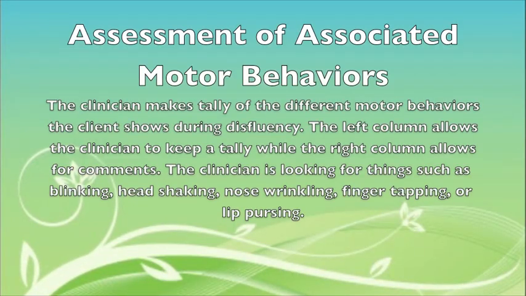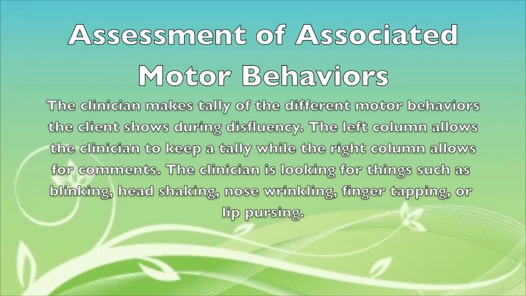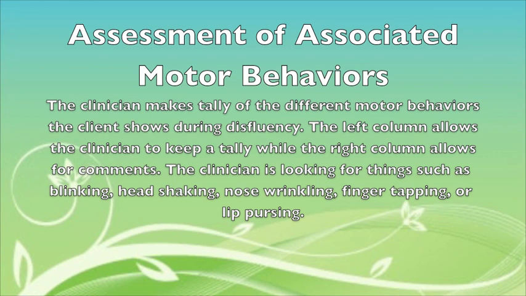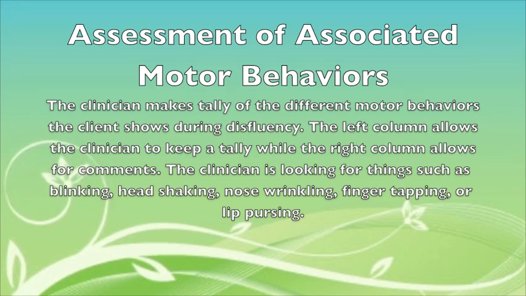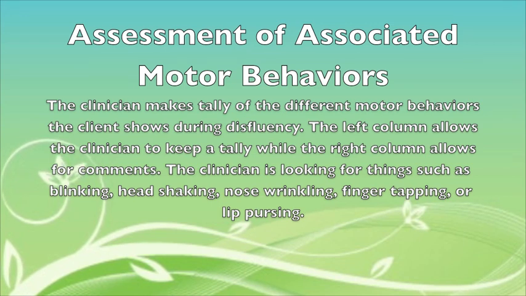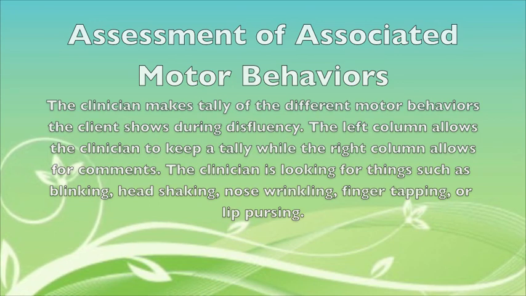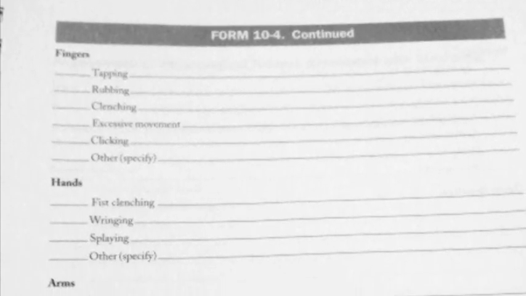With the assessment of associated motor behaviors, the clinician makes a tally of the different motor behaviors that the client shows during disfluency. The left column allows the clinician to keep a tally, while the right column allows for comments. The clinician is looking for things such as blinking, head shaking, nose wrinkling, finger tapping, or lip pursing. This is an example of an associated motor behaviors form.